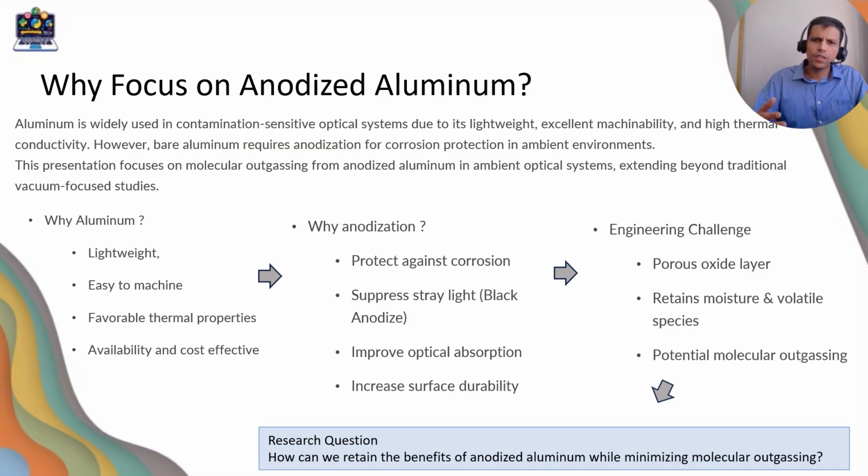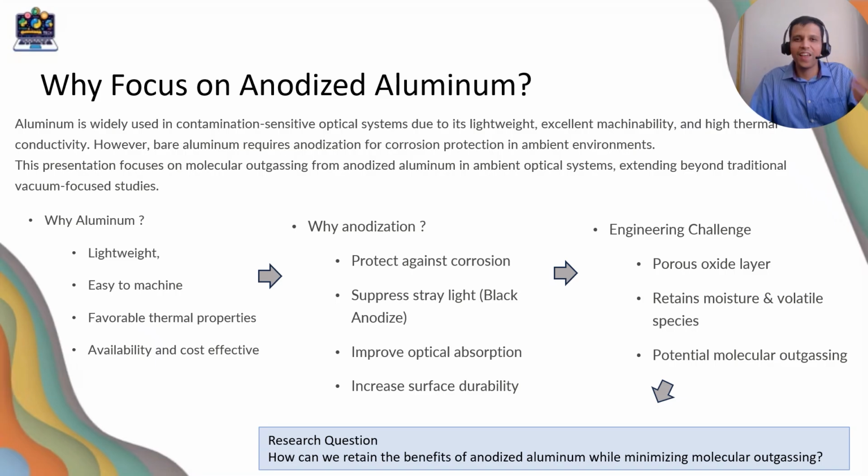Anodization gives you corrosion resistance, and for laser systems the black anodize helps to suppress stray light, and surface durability is also good with anodization. So instead of bare aluminum, anodized aluminum is mostly used.